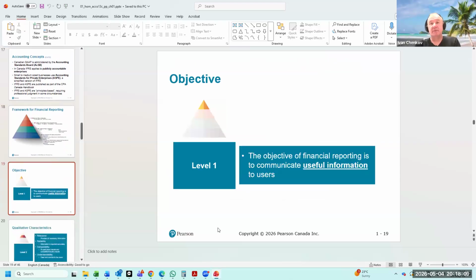Let's start with the objectives. Obviously, based on who the user of the financial statements is, the objective will be different.